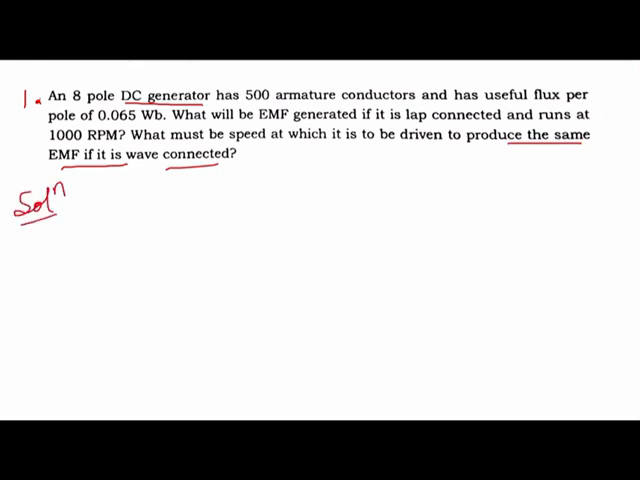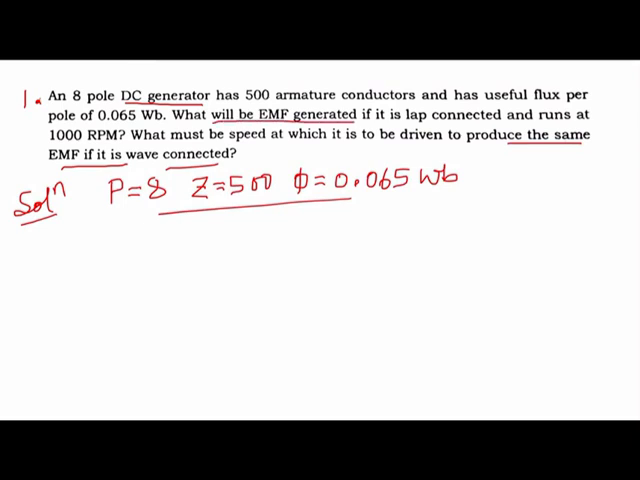let us write down the given data. The given data for the machine is, it is 8-pole, number of conductors directly given here, it is 500. Flux is given, it is useful flux 0.065 Webers. So these are the data given. This is the generator details. What will be the EMF generated if it is lap connected and runs at 1000 rpm. So the first question is EMF generated.